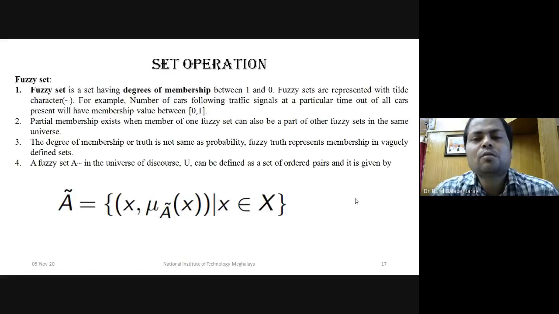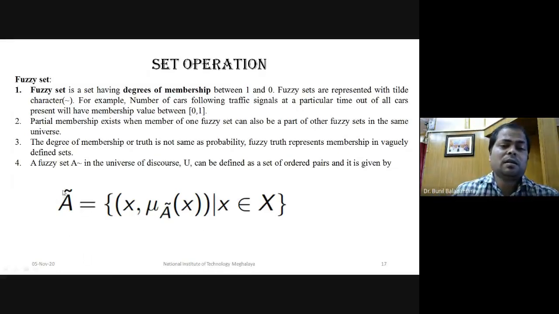But in case of fuzzy set theory, how do you represent it? As I told, it is an ordered pair. In this set, the tilde symbol I have used represents a fuzzy set. A is a fuzzy set here. So this is the ordered pair x comma mu A of x, where x is the element such that x belongs to the universal set X. So a fuzzy set has a degree of membership between 1 and 0. Fuzzy sets are generally represented with a tilde symbol to distinguish them from general set theory. And the partial membership basically exists in the range 0 to 1. So this is the representation scheme of a fuzzy set.